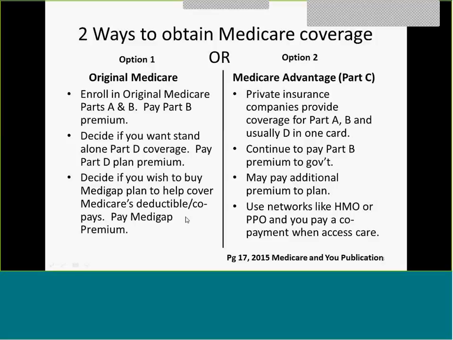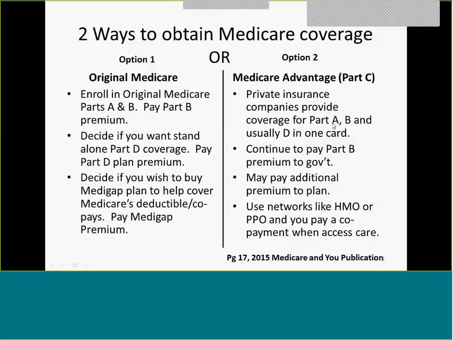This is great. I buy a Med Supp to go with my A and B. I don't have any networks. I only have very little, if any, out-of-pocket expense, but I have a big premium. Okay? My other option is I can do an Advantage plan.